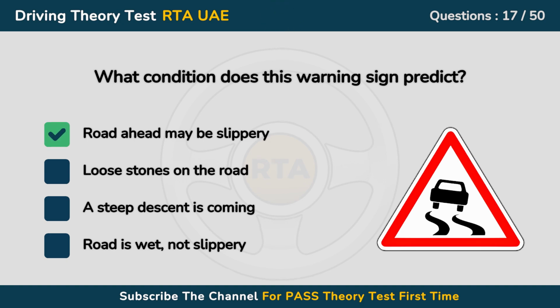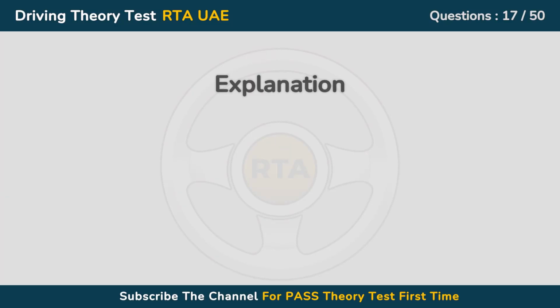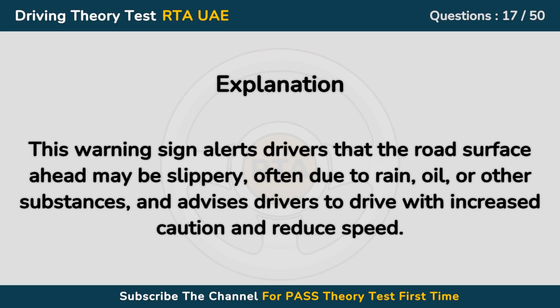Answer is A. Road ahead may be slippery. This warning sign alerts drivers that the road surface ahead may be slippery, often due to rain, oil, or other substances, and advises drivers to drive with increased caution and reduce speed.